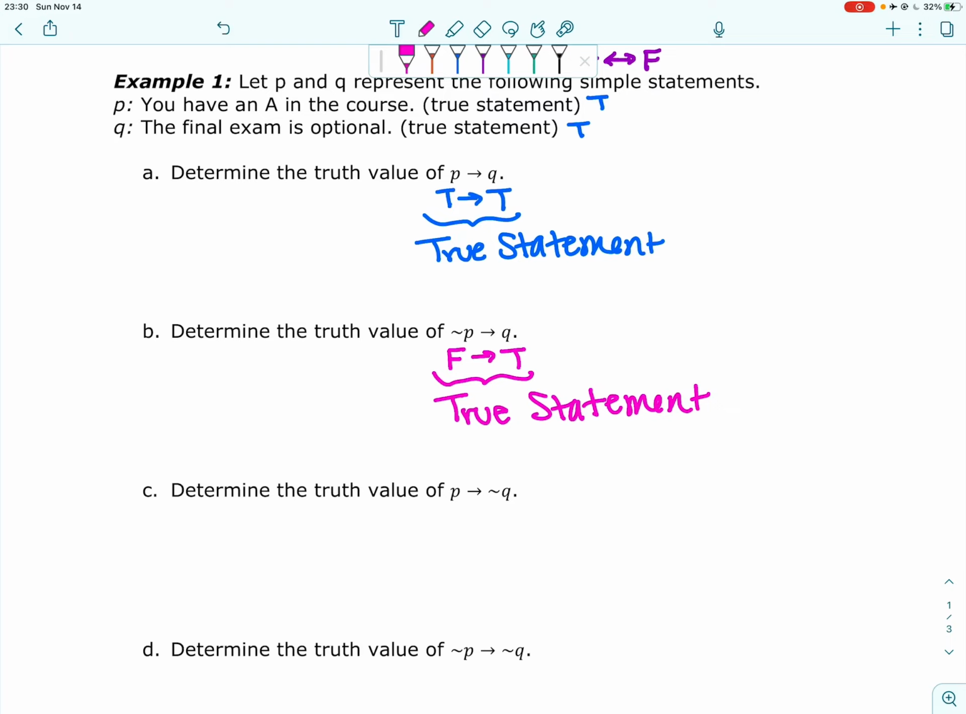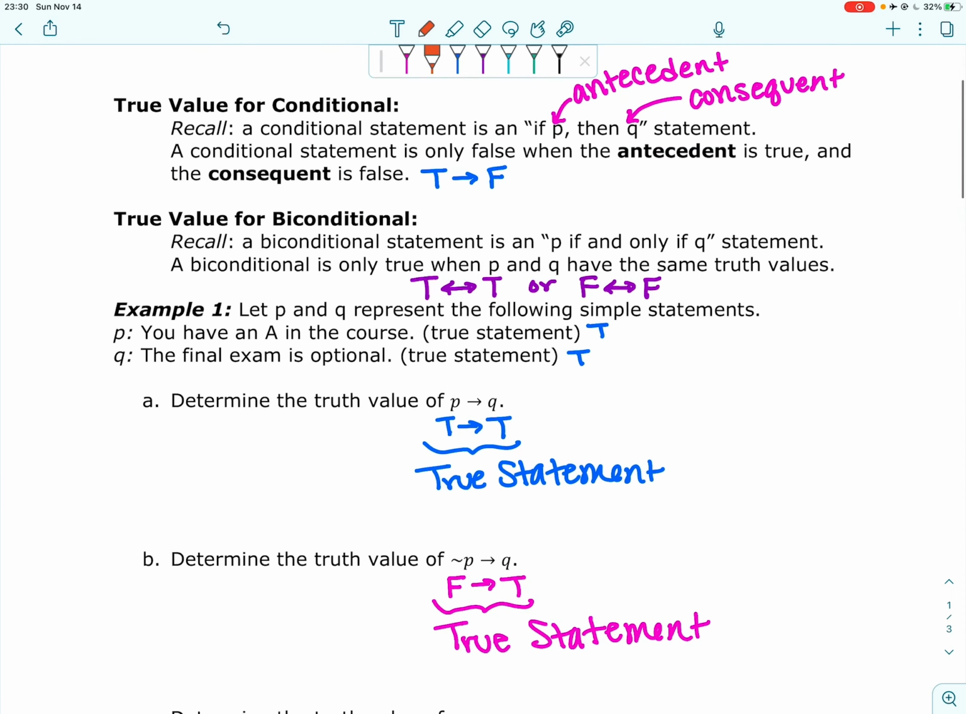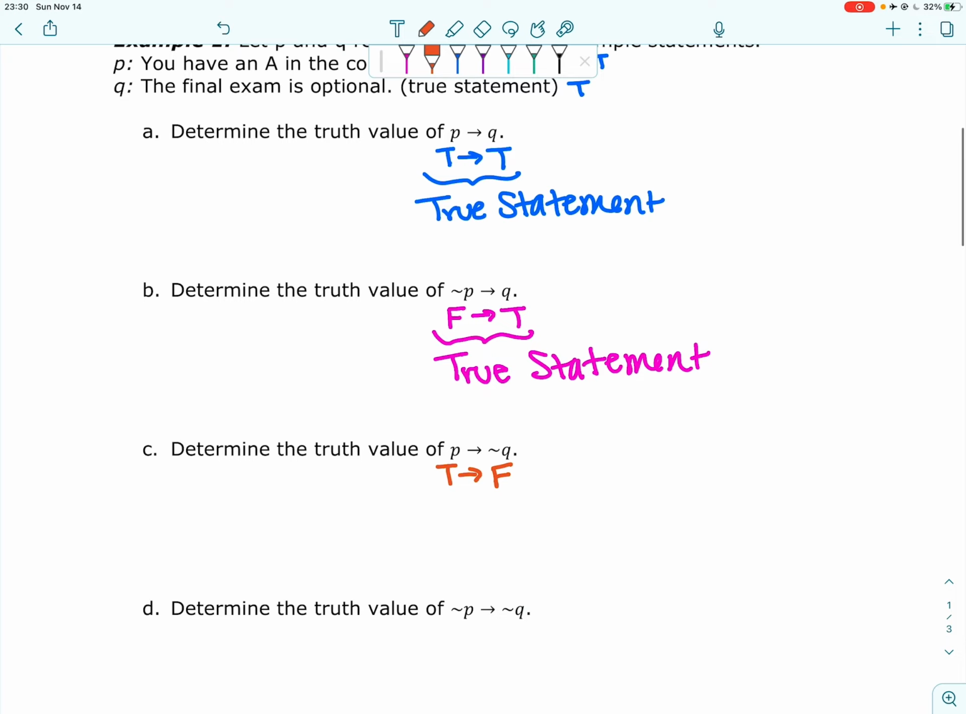Next one, if P then not Q. So P is true, not Q is false. Here we have the antecedent is true and the consequent is false. So this entire statement is false.